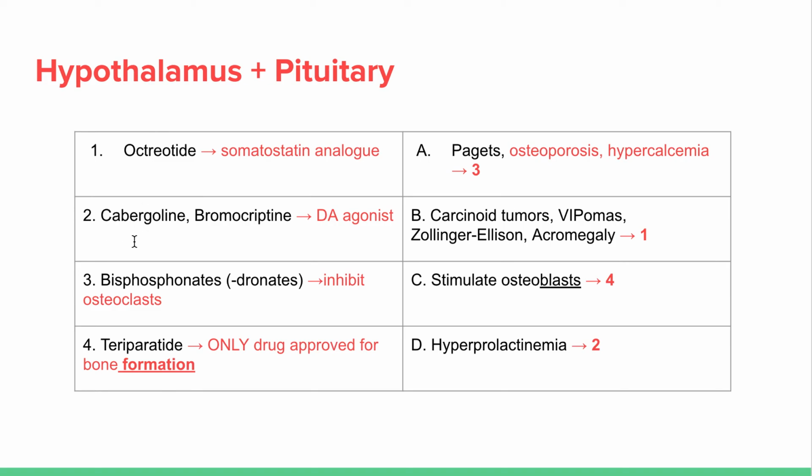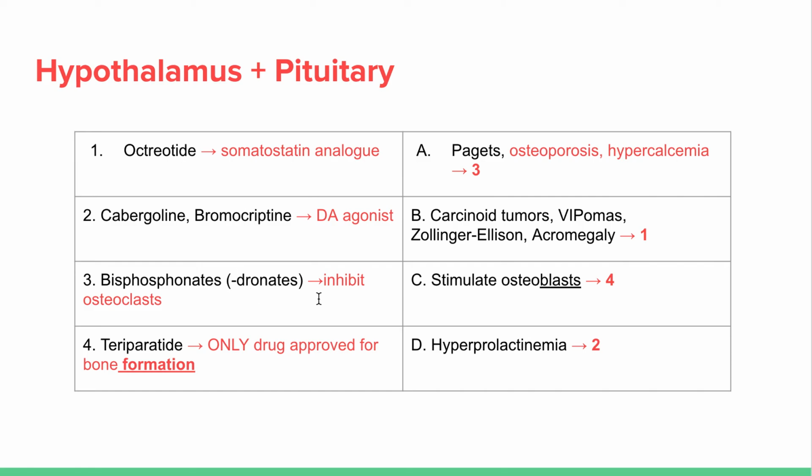Second is our cabergoline and bromocriptine. These are our dopamine agonists. So we're going to use these for hyperprolactinemia. So if someone has a prolactinoma, making a lot of prolactin, we can give them dopamine agonists. More dopamine in the system will inhibit the release of prolactin.